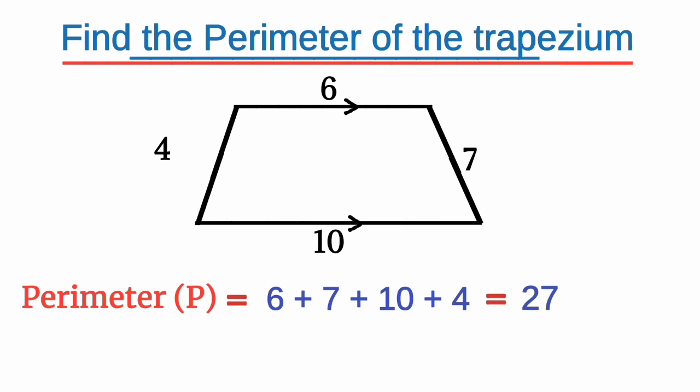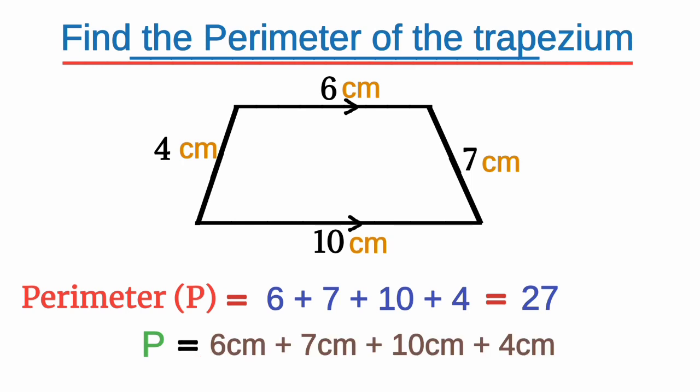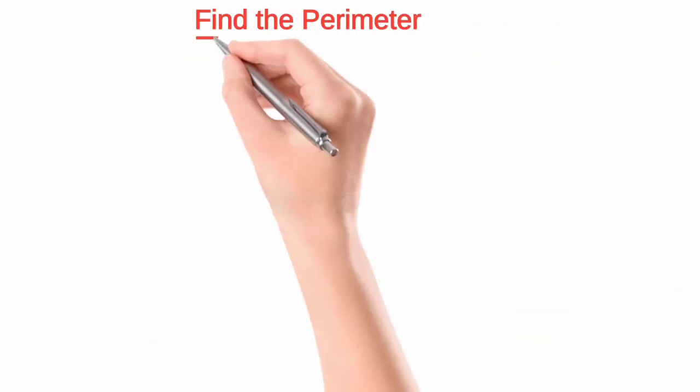We are finding perimeter, and it is advisable to attach units to the values. So let's use centimeters. So 6 will be 6 centimeters, the 7 will be 7 centimeters, the 10 will be 10 centimeters, as well as the 4, which is 4 centimeters. That's right. The perimeter P is equal to 6 centimeters plus 7 centimeters plus 10 centimeters plus 4 centimeters, which is equal to 27 centimeters. That is our answer.